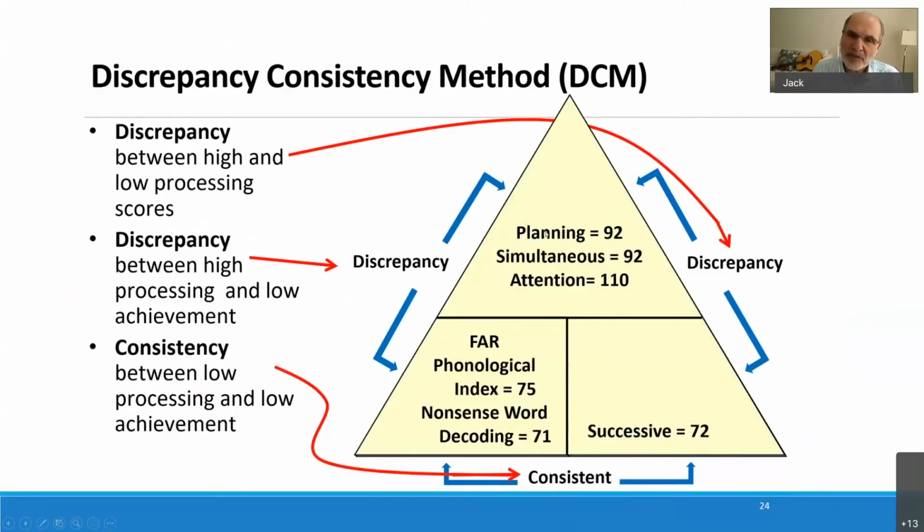Discrepancy between good processing and academic failure. But here's the most important part: consistency between academic failure and cognitive difficulty. That answers the question, why does the student fail? That's the critical question you have to answer before you can even begin to think about what to tell the student and the teacher and the parent is wrong and what to do about it.